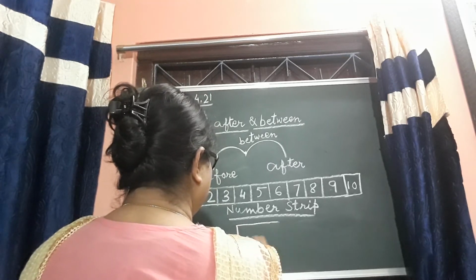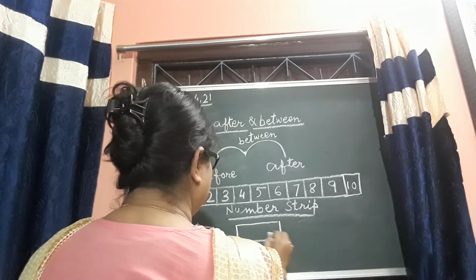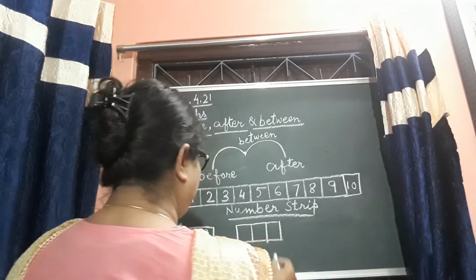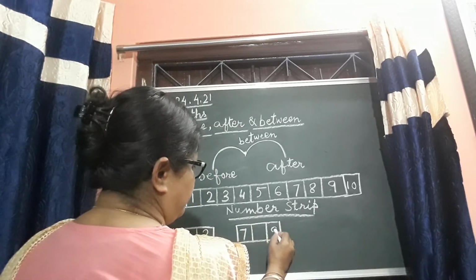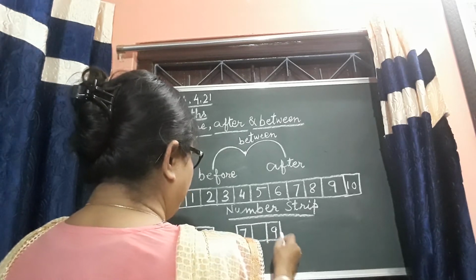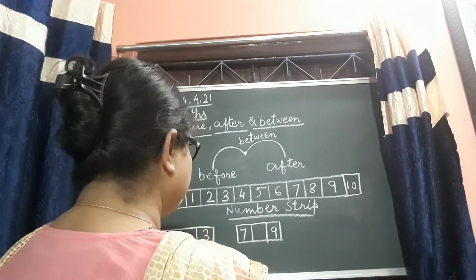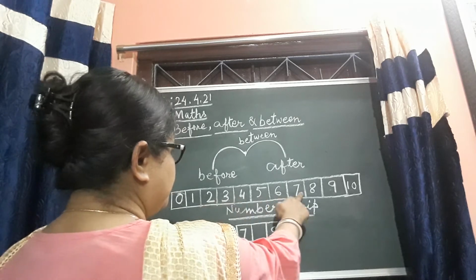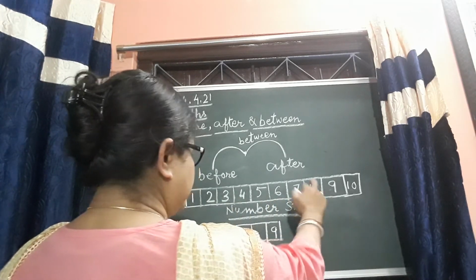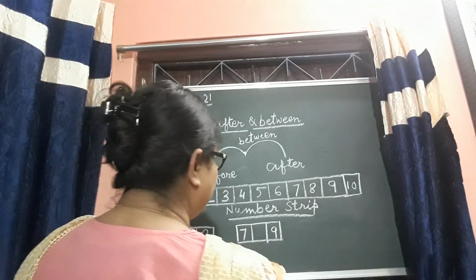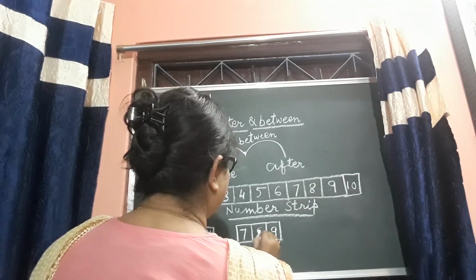I am giving you another example. Here I am writing 7 and here I am writing 9. Which number comes in between 7 and 9? See the number strip, 7 and 9. Which number is coming? 8. Yes, you are right. Very good. 8 number is coming. Okay.